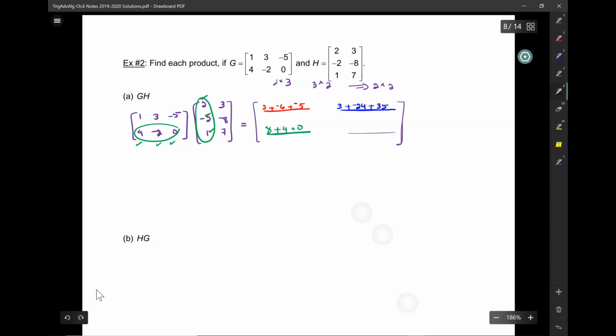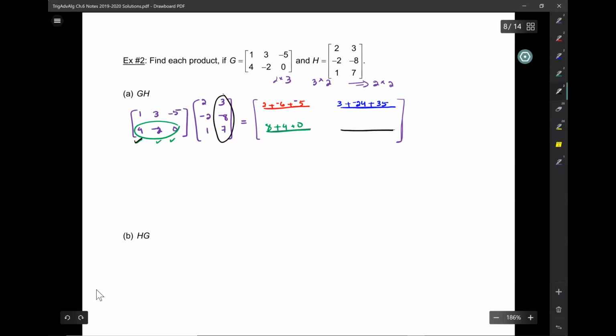Last one, row 2, column 2. First one with first one, 4 times 3 is 12. Negative 2 times negative 8 is positive 16. 0 times 7 is 0. And so I get negative 9, negative 56, positive 12, and 28.